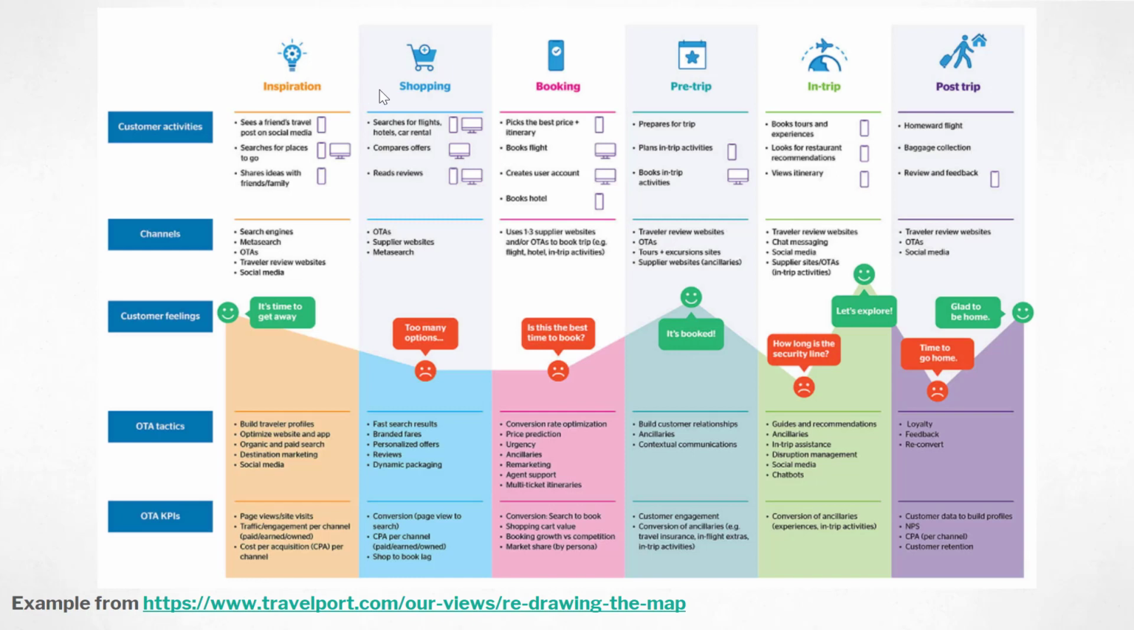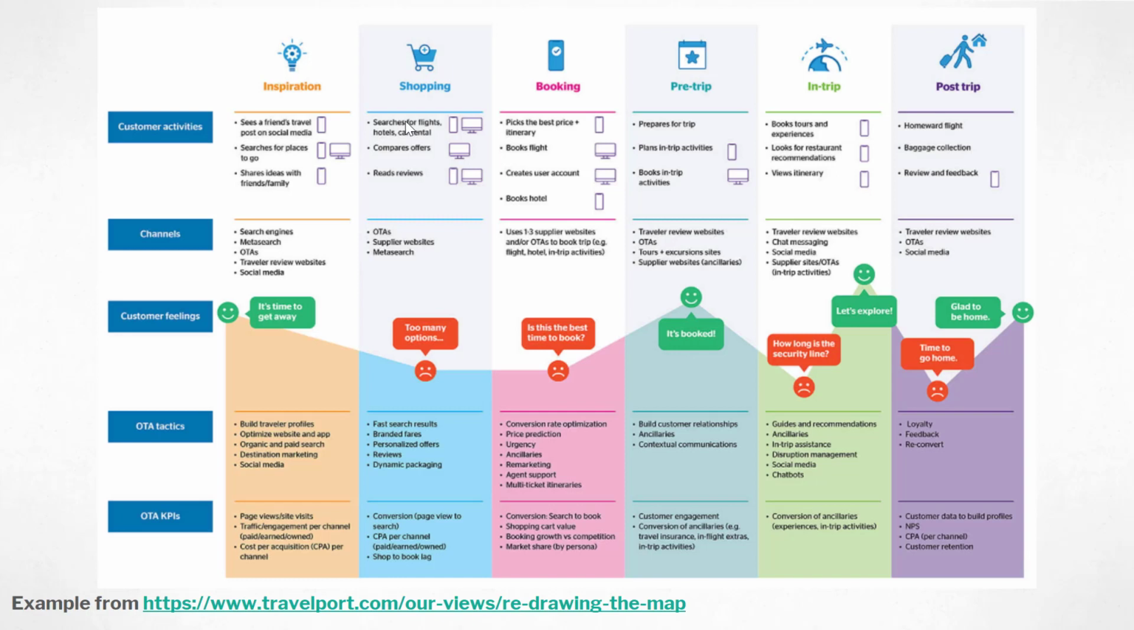And along the way, they have divided it up into different phases. So let's take a look at the phases. In the first phase, where he is being inspired, what he does is that he sees a friend's travel post, or searches for places to go, or he shares certain ideas with friends or family. So in this section, his goal is to be inspired. It is also clear that as he moves on to the next phase, his goal has changed.